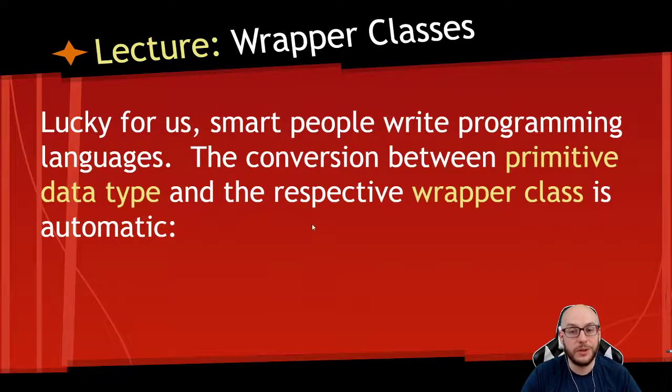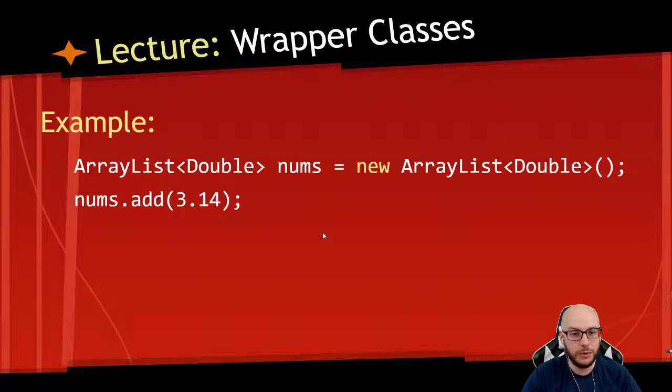Lucky for us, smart people write programming languages, so this conversion between primitive data type and the respective wrapper class is actually going to be automatic. What do I mean? Let's take a look. I have an ArrayList of doubles, Double objects. And I want to add 3.14. This is not a Double object. Look at this. This is a double primitive data type, but I'm adding it to an ArrayList that accepts the Double object.